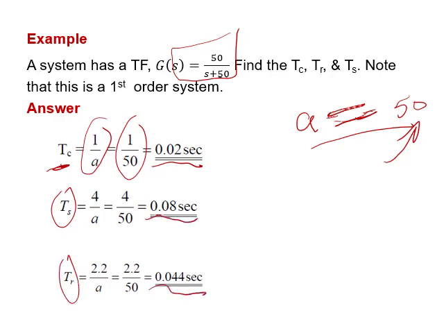If the pole, for example, is 40 or 10 or 100 or 500, they are going to give us different times here. This time and this time will be different. So that is how we can evaluate the first order system.